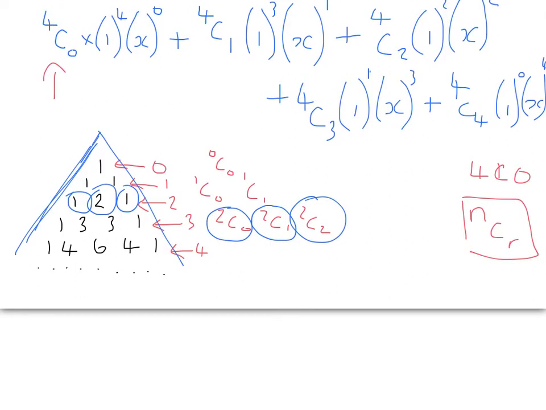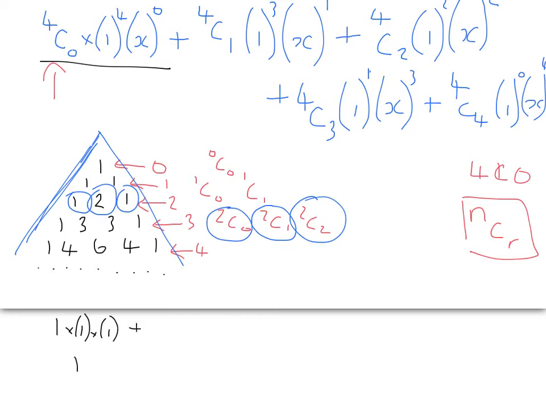Now the first term that we're looking at is 4C0. Well, 4C0 on my calculator just gives me 1. So what I've got is 1 multiplied by 1 to the power of 4, which is 1, multiplied by x to the power of 0, which is 1. So my first term is going to be 1.